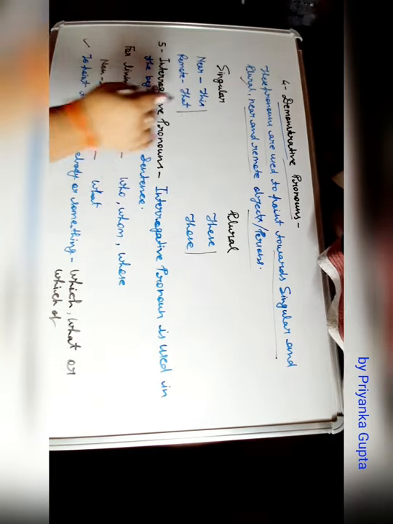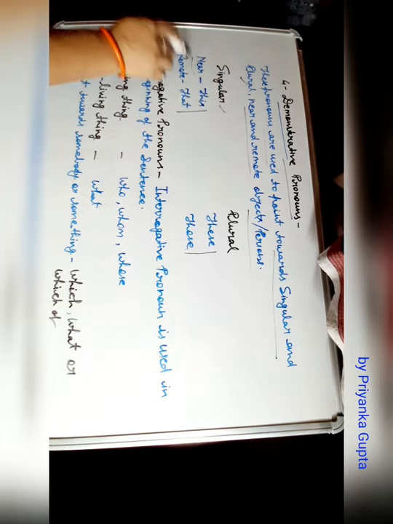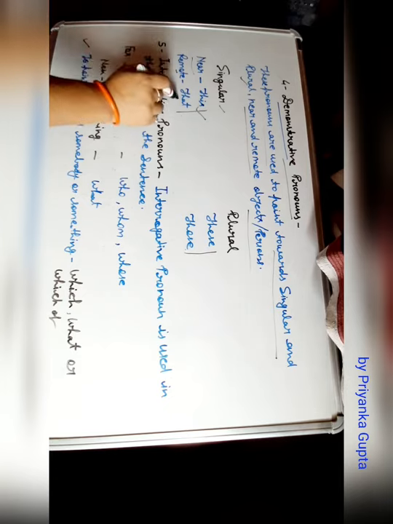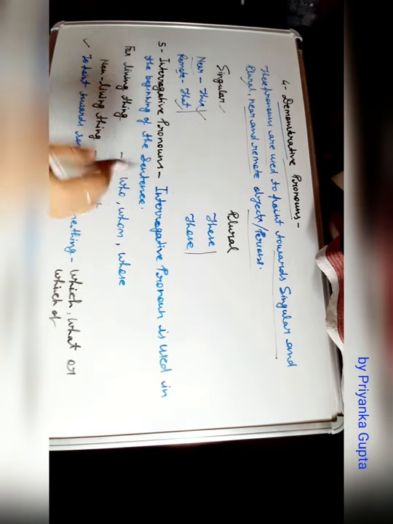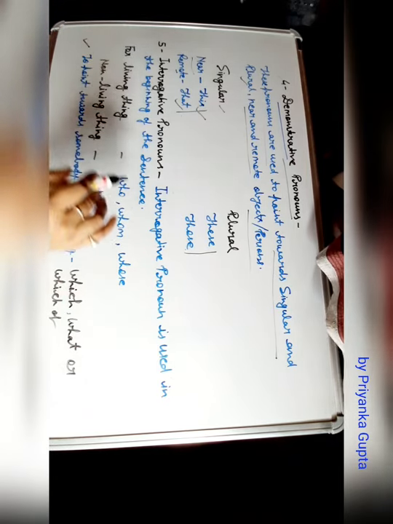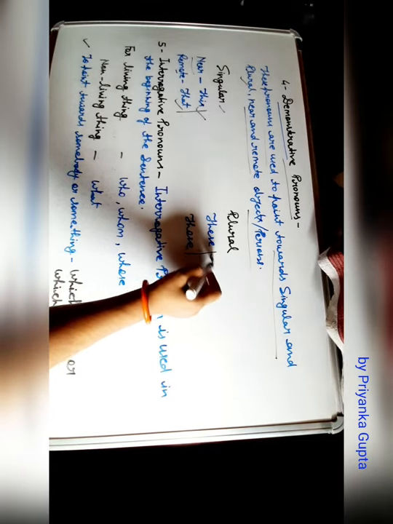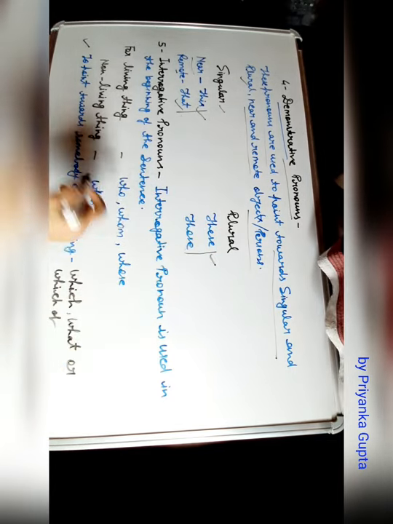Clear? For singular and near we will use this. For remote and singular we will use that. Same in the case of plural. For near we will use these, and for remote we will use those. Clear? Come to the fifth kind.